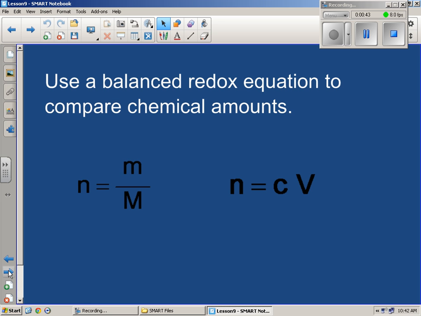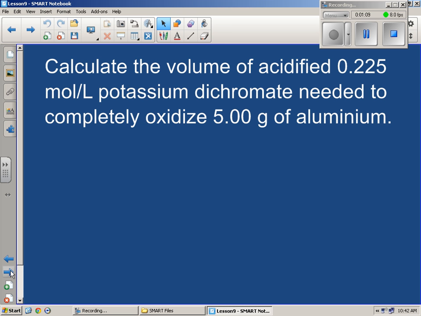You can use a balanced redox reaction or equations to compare chemical amounts. Remember, there's two ways of doing that. There is little m over big M. There is C equals n over V, of course, n equals C times V. There's also a gas one, by the way. Remember, PV equals nRT from Chem 20. It's been a little while for some of you, but there is one there as well. We're not going to worry about that one. But these are some of the more common ways that we're going to talk about with Chem 30 here.